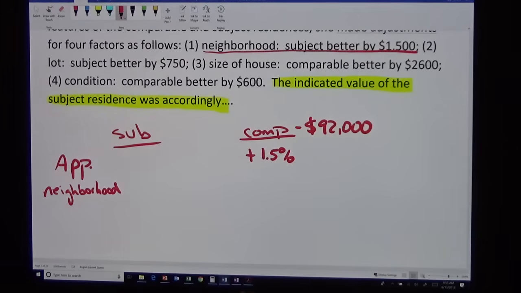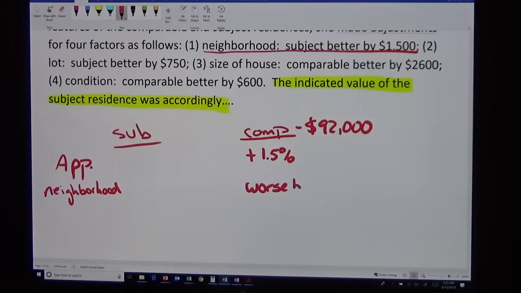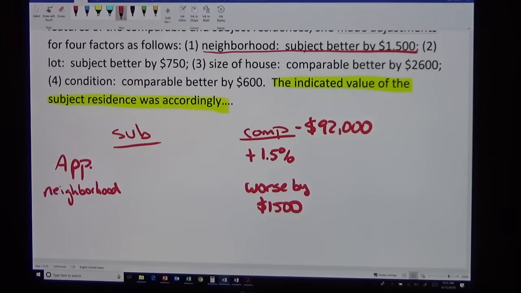We can't use that statement. Everything we do in a CMA is based on the comp, not based on the subject. We need to restate that in terms of the comp. So how do we say subject better in terms of the comp? Well, everything's opposite. If subject is better, then comp is worse. So we restate that as comp is worse by $1,500. So that's exactly what we're going to write here. The comp is worse by $1,500 for neighborhood. So we've dealt with that. Okay, we can get rid of it.